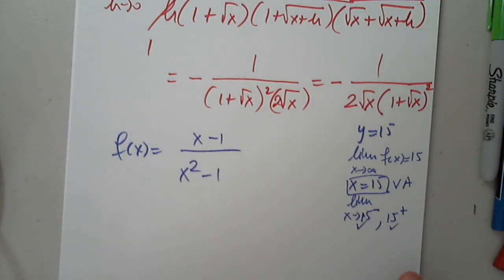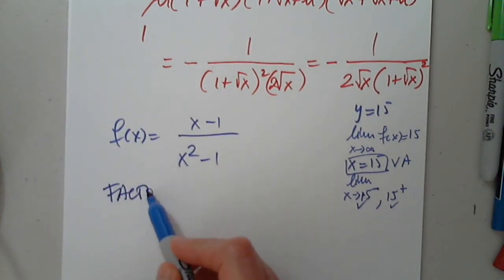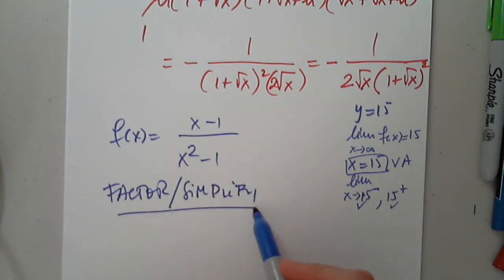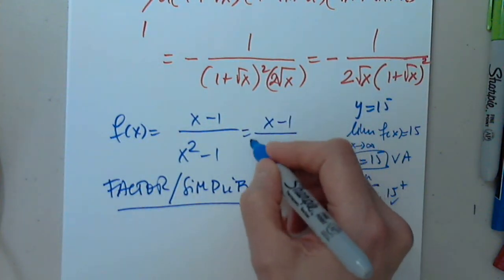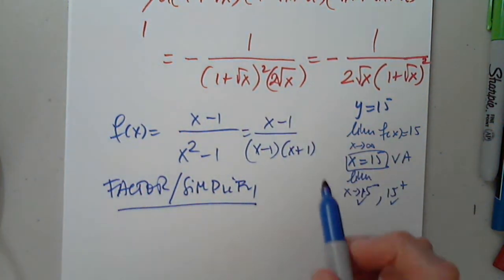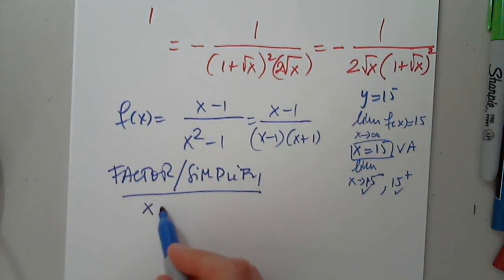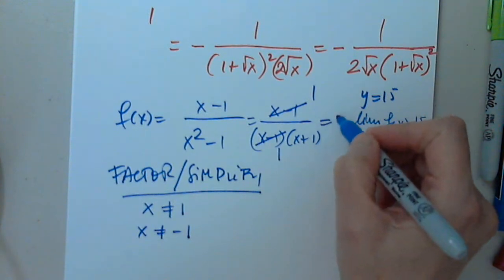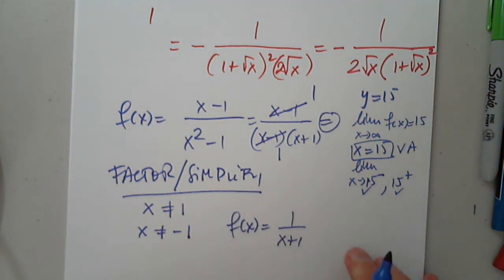Okay, so first of all, remember the key words. Factor, simplify. These are the key words. So of course what I'm going to do is right away do this. I will not touch the function before I write x does not equal 1 and x does not equal negative 1. Now I can touch the function and do whatever else I want to do, or just write here f of x equals 1 over x plus 1.